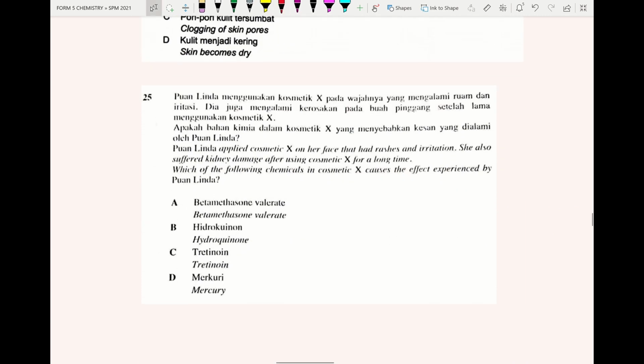All right, we try to read this question. Puan Linda applied cosmetic X on her face and she had rashes and also irritation. She also suffered from kidney damage, using cosmetic X for a long time. Which of the following chemicals in cosmetic X causes the effects experienced by Puan Linda? That will be under mercury.